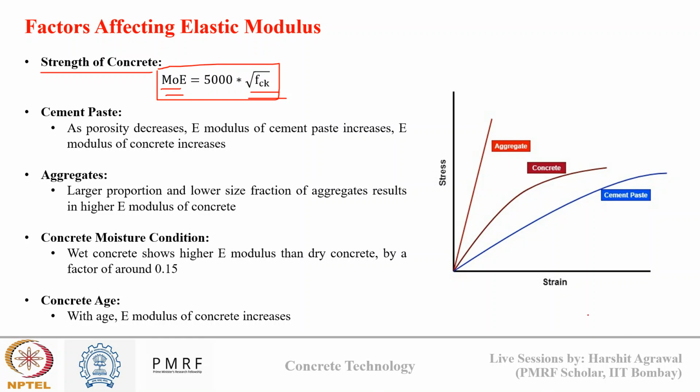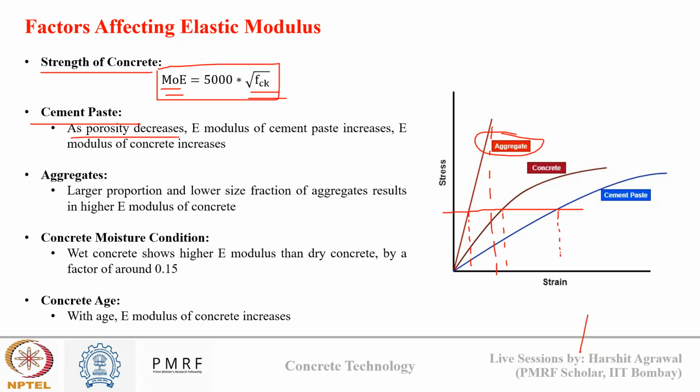Now in the figure you can see a stress versus strain profile for different systems: aggregates, cement paste, and concrete. Generally aggregates are stiffer in nature, so they show small strain at an applied stress level. Suppose I am applying a stress of this level. You can see aggregate shows a very small strain compared to cement paste, which shows a very large strain. And concrete will lie in between because it is a mixture of both aggregate and cement paste. So we can say that the proportion of aggregate and cement paste in the concrete also affects the MOE of concrete.